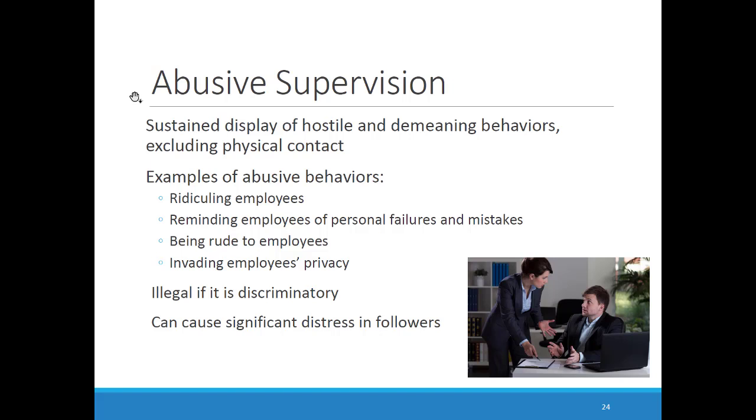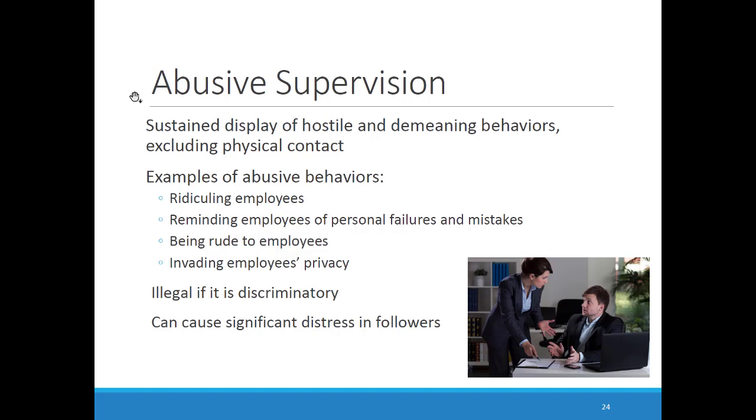Abusive supervision is extremely negative. It affects followers significantly. It can cause distress. It can cause anxiety in followers. It can cause depression. It's also illegal if it's discriminatory.